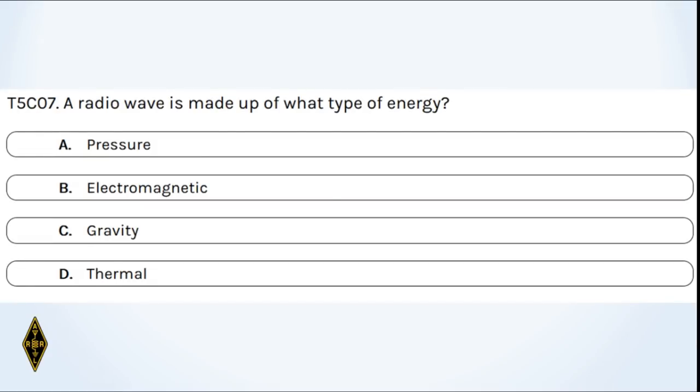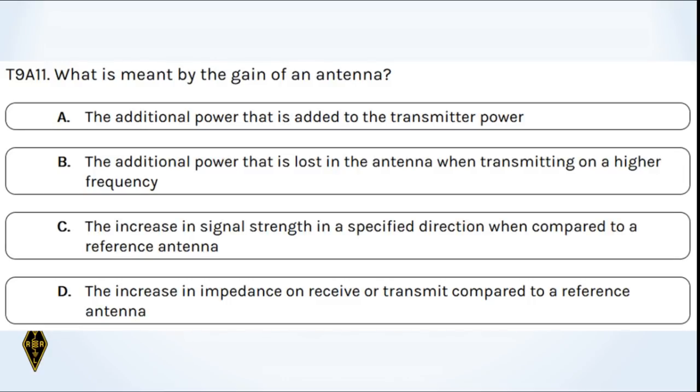And a radio wave is made up of what type of energy? Electromagnetic. And what is meant by the gain of an antenna? The increase in signal strength in a specified direction when compared to a reference antenna. And that isotropic, that theoretical antenna, is used as the reference antenna for a lot of manufacturers' specifications. That's the thread I was trying to bring in and I forgot.